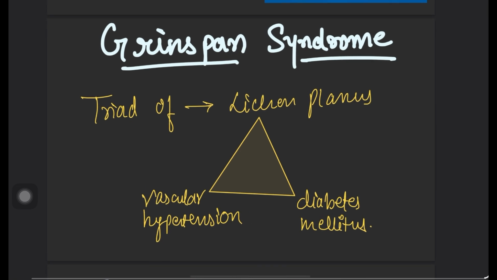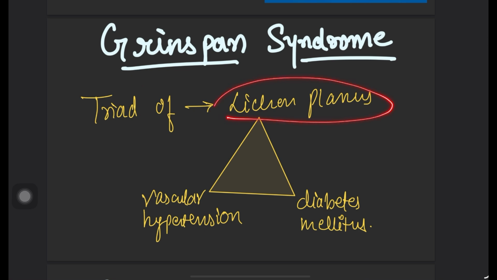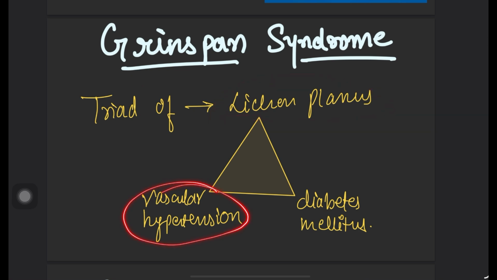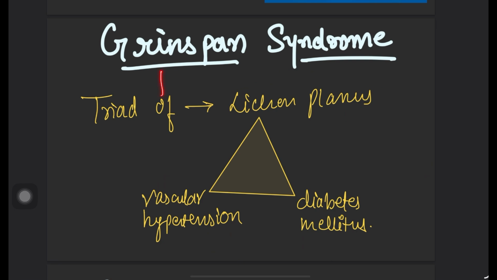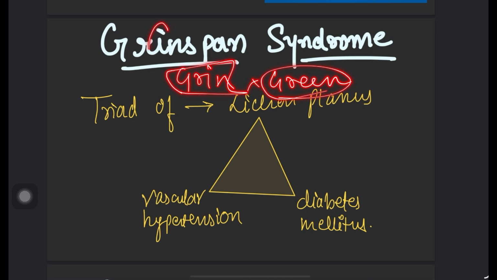Next comes the Grinspan syndrome. Here it is the triad of lichen planus, vascular hypertension, and diabetes mellitus. BP, diabetes mellitus, and lichen planus, a triad which is known as Grinspan syndrome. It is GRIN, not GREEN. Okay, keep that in mind. This is IN.